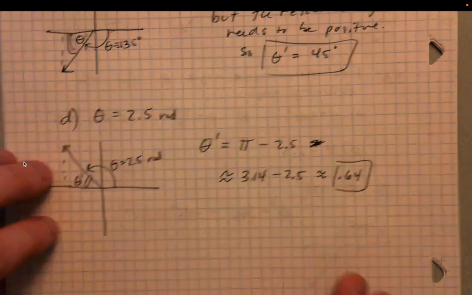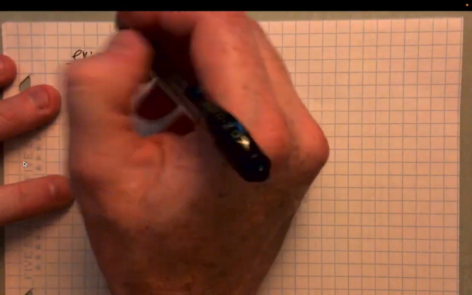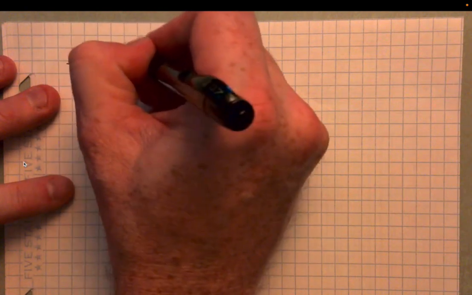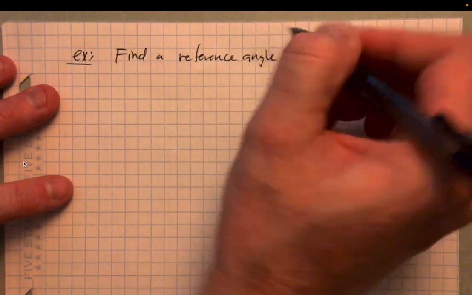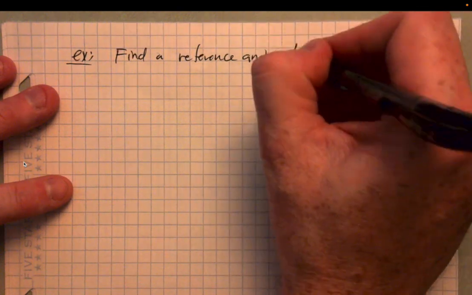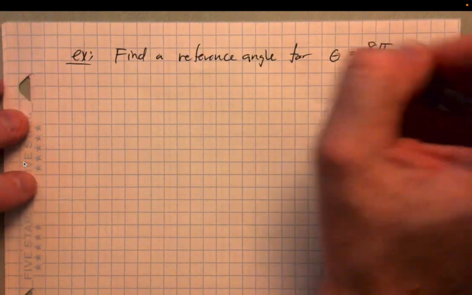Now what's the usefulness of this? Well, we'll see in a second here. Let's do another example where we find a reference angle, one that's kind of a weird one. So let's find a reference angle for theta equals 8 pi over 3.